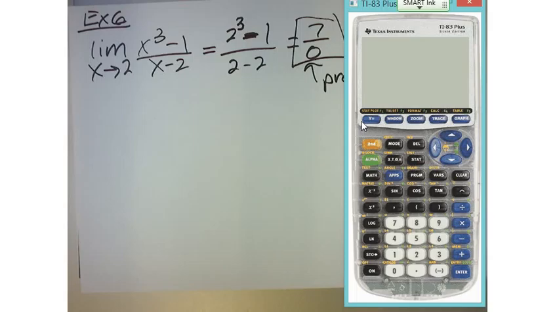It's what it's approaching. So if I come in here and I turn on my calculator and I say x cubed minus 1. Oh, I probably should have put it in parentheses. So I will do that. Divided by x minus 2. And I look at the graph. Oh. As x approaches 2, what does this thing look like it's doing?